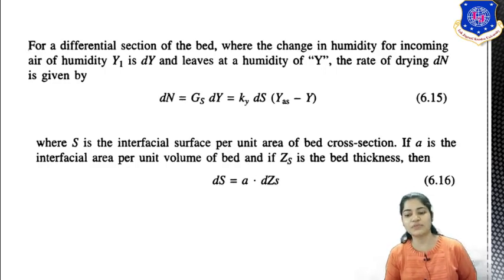Your dS is what? That is your interfacial surface area. Now surface S is what? That is your interfacial surface per unit area of bed cross section. Now here dS is what? You are representing dS in the form of interfacial area. So dS is equal to A into dz. A is the interfacial area per unit volume and Zs is the bed thickness.